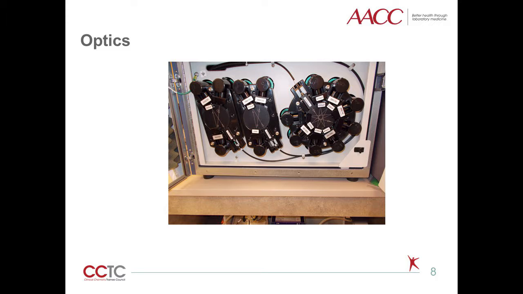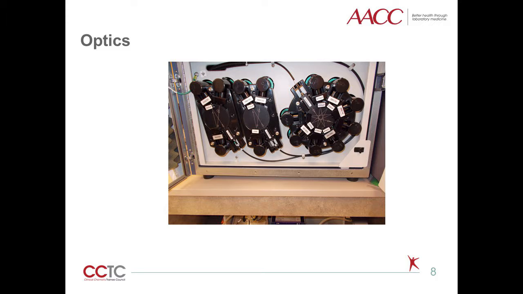As their names suggest, long pass and short pass filters only let through wavelengths that are longer or shorter, respectively. For example, a 610 long pass filter only lets through wavelengths that are greater than 610 nanometers. A bandpass filter lets through a certain range of wavelengths. A 530/30 bandpass filter, for example, lets through wavelengths of 515 to 545 nanometers.